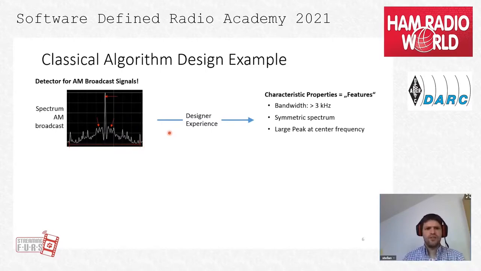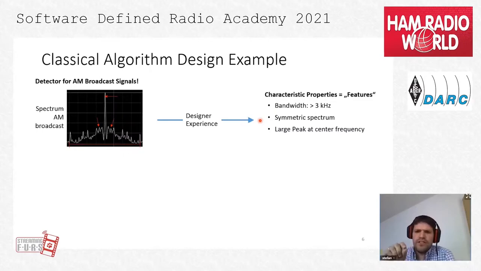And by looking at the spectrum and by having some experience, you could figure out maybe three properties. One is the bandwidth should be larger than 3 kHz. This spectrum is symmetric, so upper and lower sideband are symmetric, and there is always a large peak at the center frequency. These three properties I've chosen some kind of arbitrarily. You could probably choose anything else, and it's probably not the best way, but it is good to show the difference between the algorithm approaches.